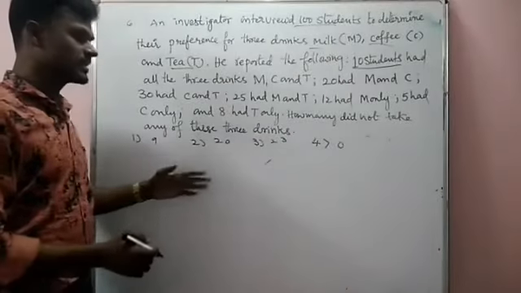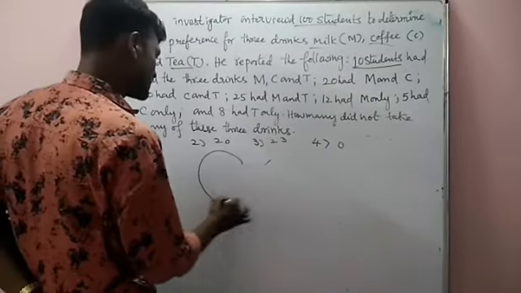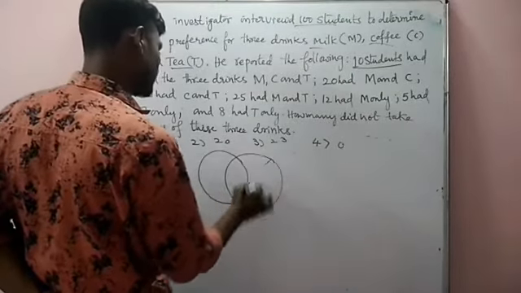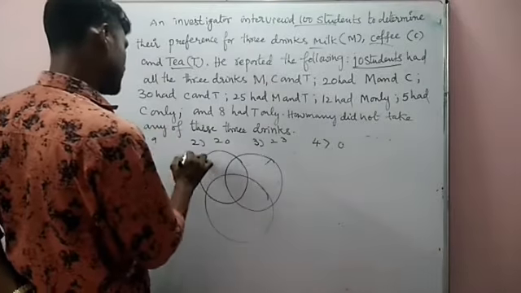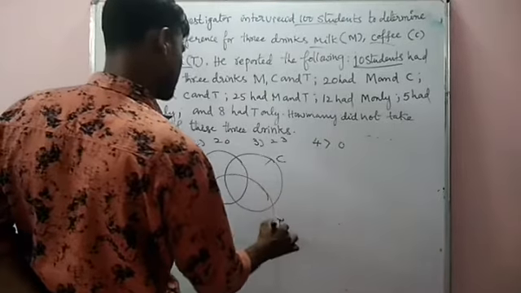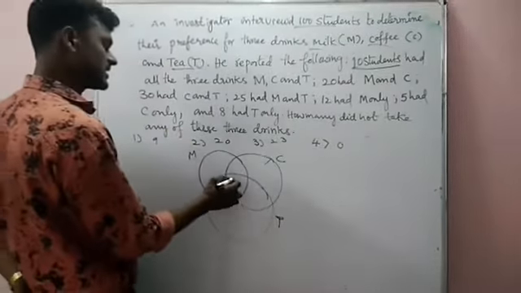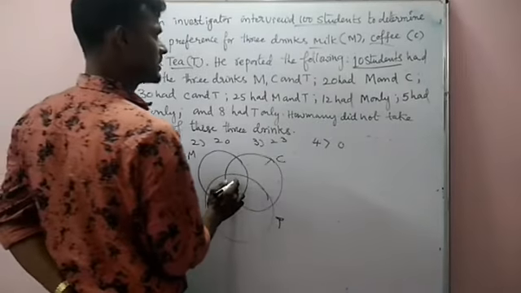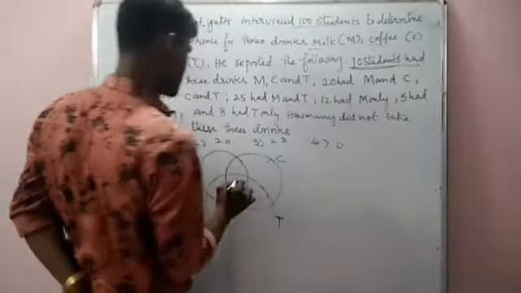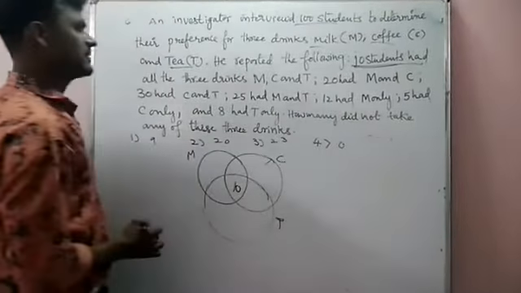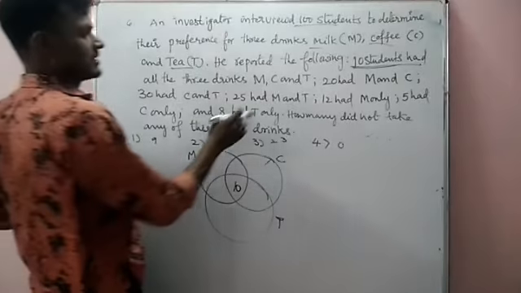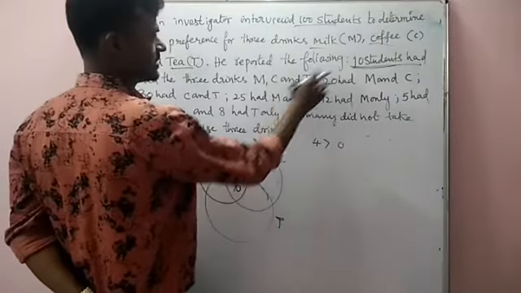See here, we have to take a Venn diagram. This is milk, this is coffee, and this is tea. First we take the intersection part. Here how many members? 10 members. These 10 members take all 3: milk, coffee, and tea.